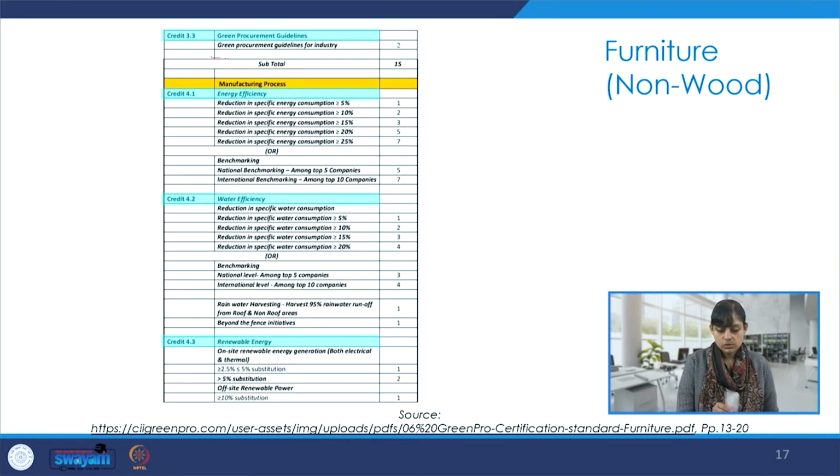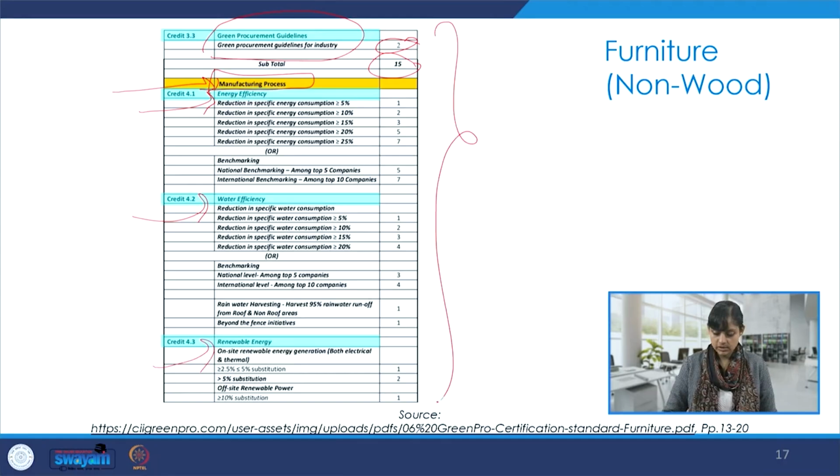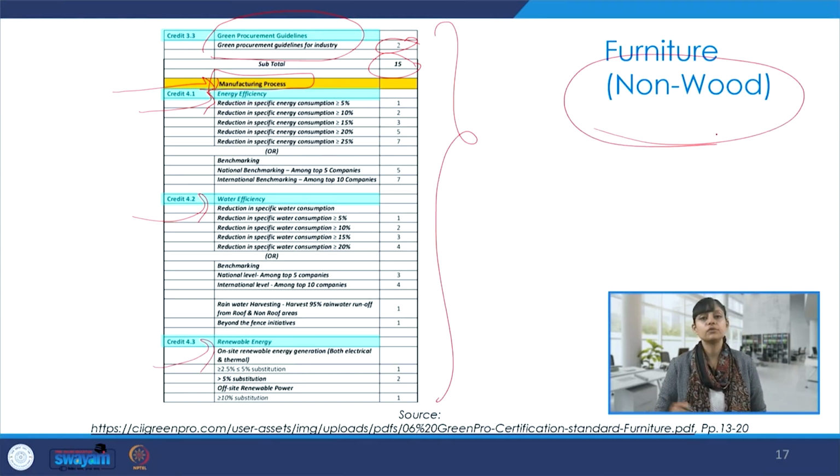And there are also the green procurement guidelines for industry. They also have some points. Then there is also an important order which is manufacturing process, and within that we have credit 4.1 for energy efficiency, 4.2 for water efficiency, 4.3 for renewable energy, and then we have all these credit points associated with it. And we are still talking about non-wood furniture here.